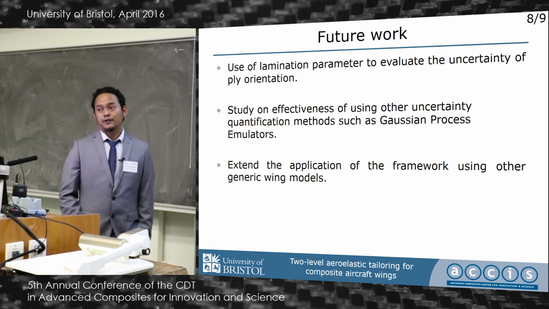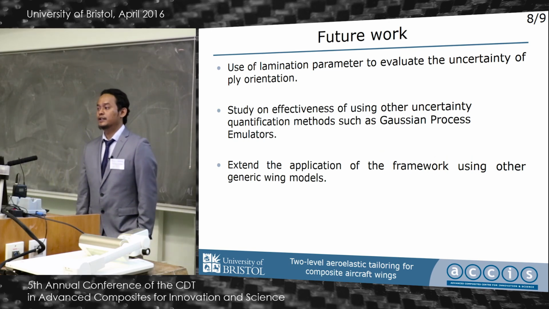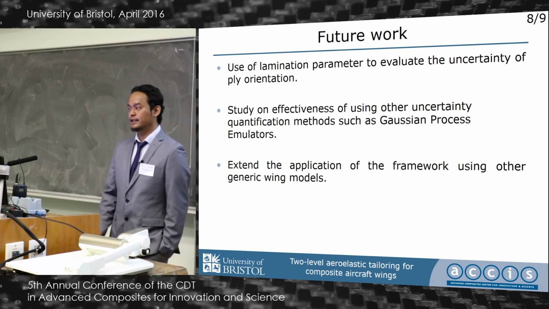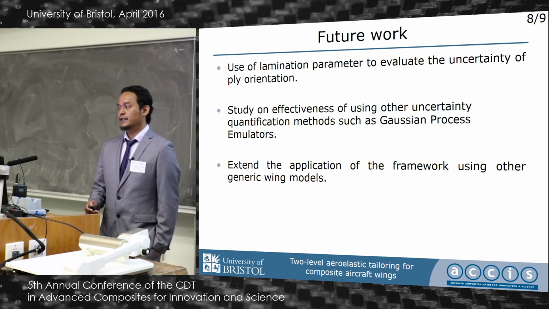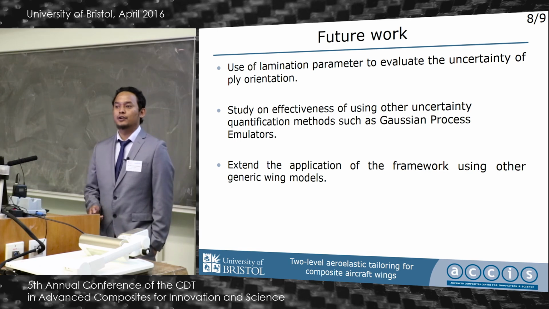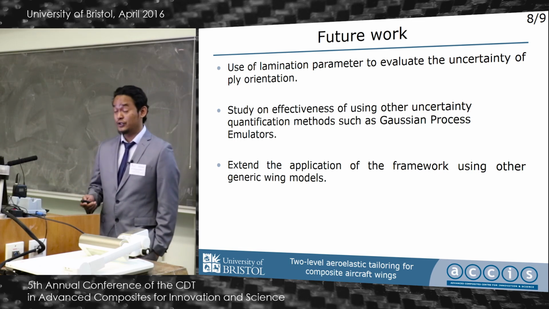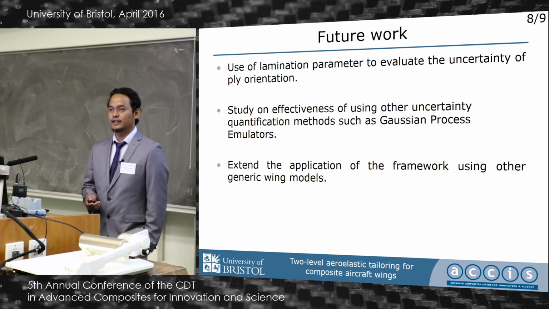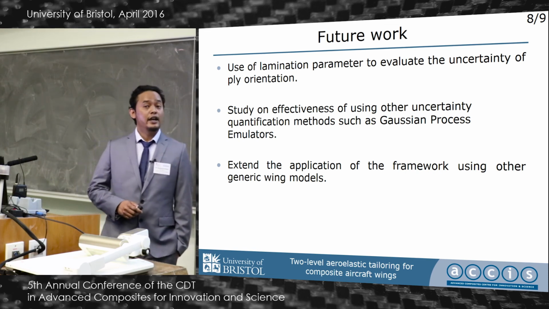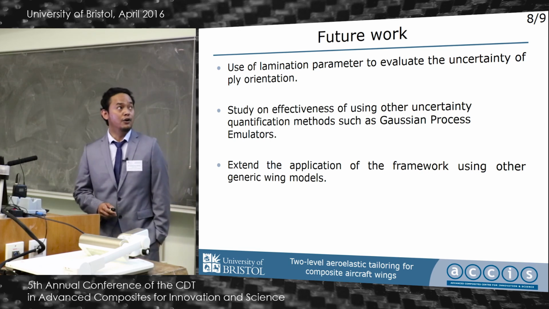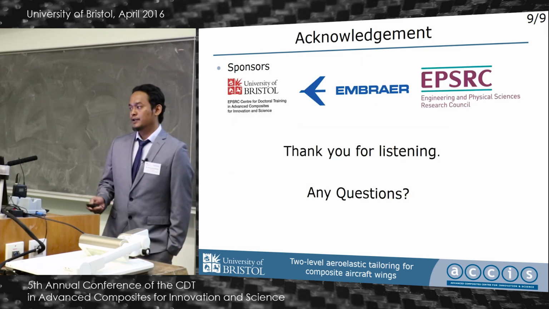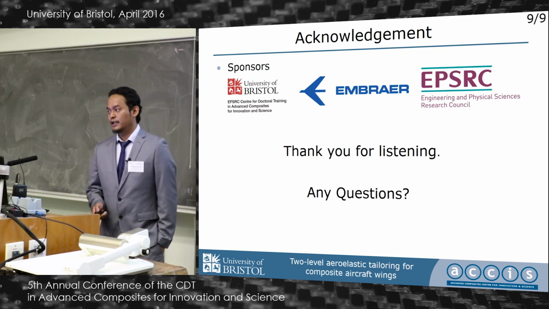As for future work, we aim to use lamination parameters to evaluate the uncertainty of ply orientations. We would also like to study the effectiveness of using other polynomial chaos expansion methods, to use other uncertainty quantification methods such as Gaussian process emulators, and also to extend the application of this framework to other generic wing models. This work is sponsored by EPSRC and also Embraer.